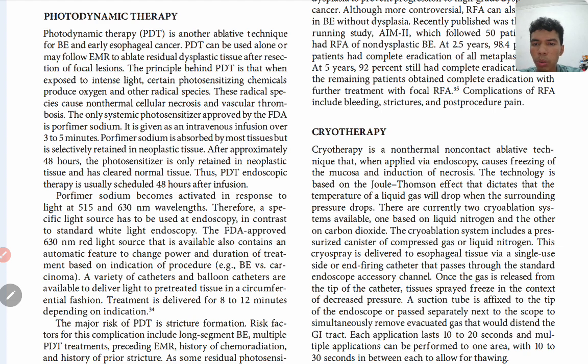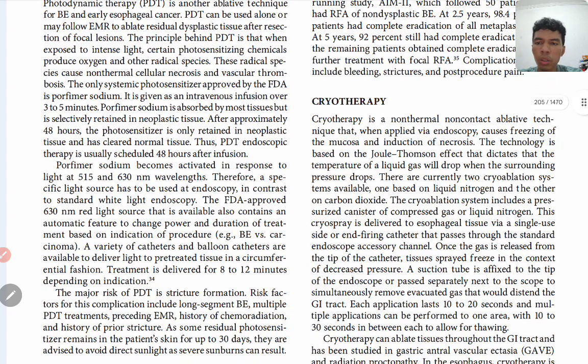The only systemic photosensitizer approved by the FDA is porfimer sodium. It is given as an intravenous infusion over 3 to 5 minutes. Porfimer sodium is absorbed by most tissue but is selectively retained in neoplastic tissue. After approximately 48 hours, the photosensitizer is only retained in neoplastic tissue and has cleared normal tissue. Thus, PDT endoscopic therapy is usually scheduled 48 hours after infusion.